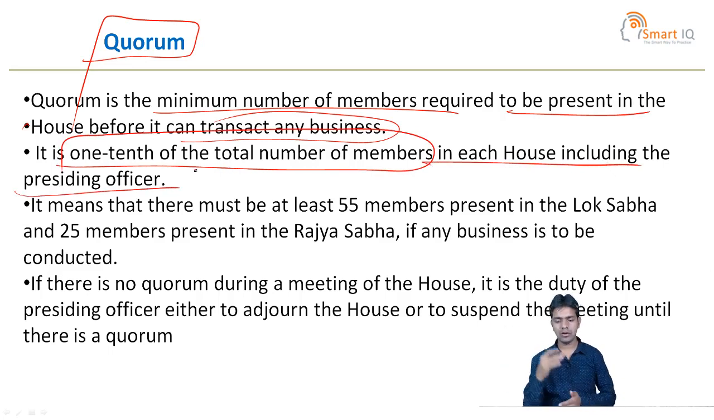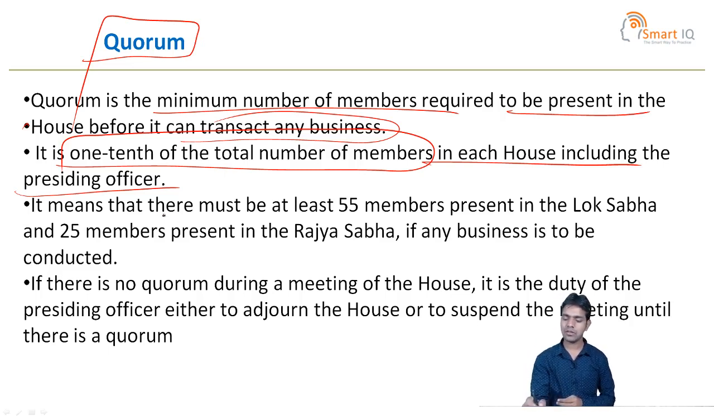Whenever a parliamentary session is held, at least one-tenth of the total number of members in each house, Rajya Sabha and Lok Sabha, including the presiding officer, must be present for the business of the house to continue. Otherwise there is an announcement of adjournment by the presiding officer or the chairman of the Rajya Sabha.